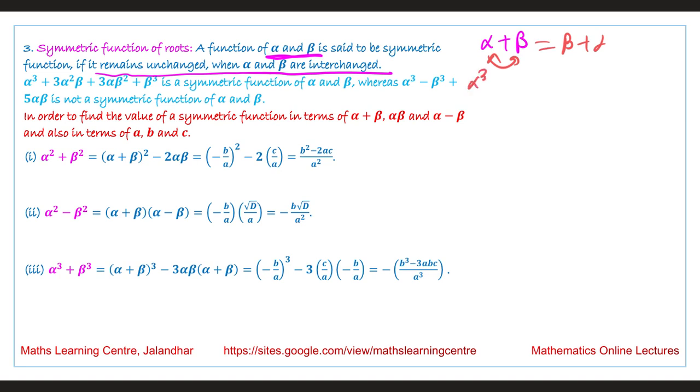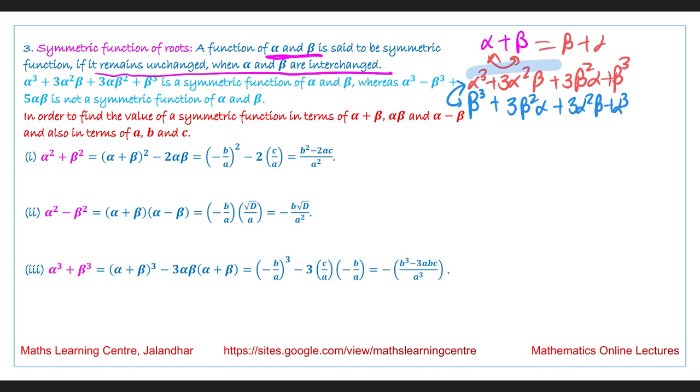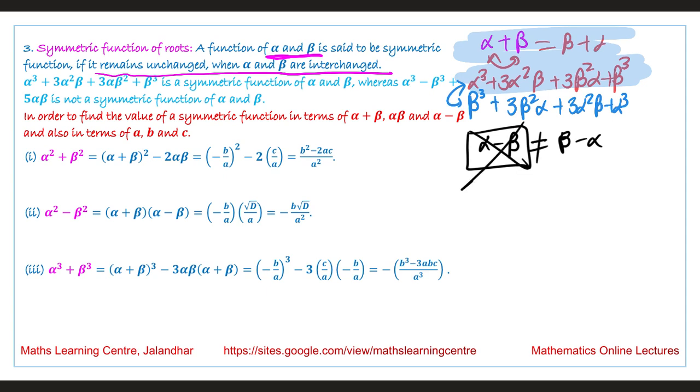If I am talking about alpha cube plus 3 alpha square beta plus 3 beta square alpha plus beta cube, and I interchange alpha and beta, I will get beta cube plus 3 beta square alpha plus 3 alpha square beta plus alpha cube. Both these values are equal. So these kinds of functions are called symmetric functions of alpha and beta. Now if I am talking about the function alpha minus beta and I interchange alpha and beta, I will get beta minus alpha, and these two are not equal. So this is not a symmetric function of alpha and beta.